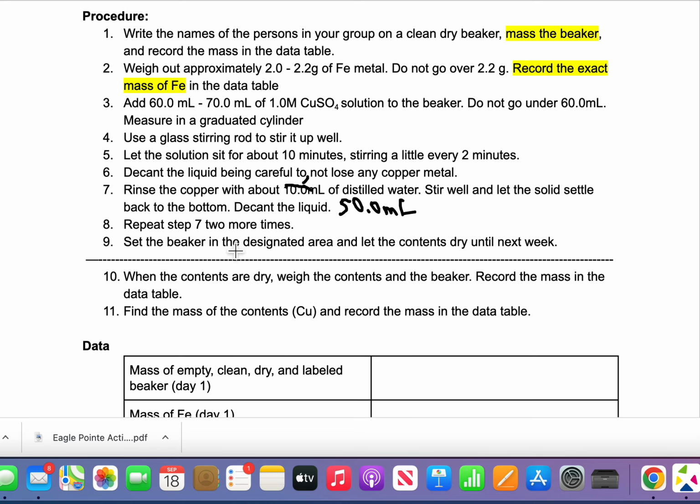Then you're going to set the beaker in the designated area. That's going to be the drying oven. It's over by the fume hood. Okay, and then we'll have to finish this tomorrow. Okay, that's it.